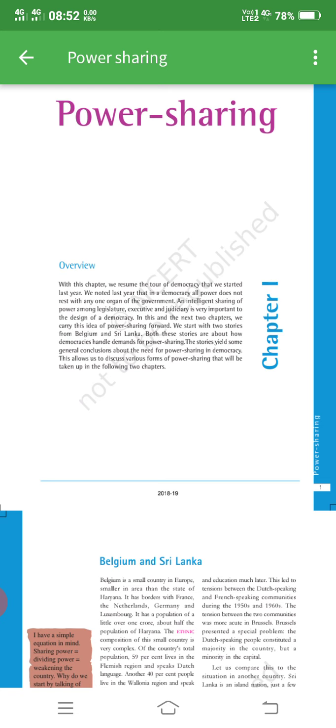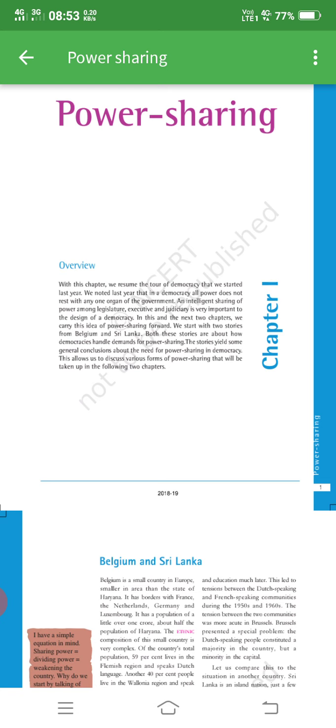In this chapter, we will continue with the study of democracy that we started in the last class. We noted last year that in a democracy, all power does not rest with any one organ of the government. It is divided among different organs, and an intelligent sharing of power among legislature, executive, and judiciary is very important. We have three organs of democracy: legislature, executive, and judiciary. It's very important to divide them, because if the entire power is accumulated with one organ, democracy may not run properly and smoothly.